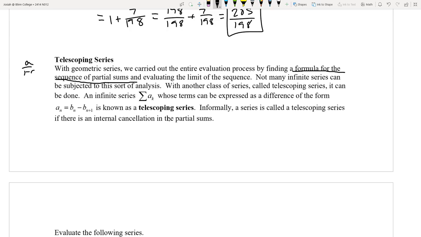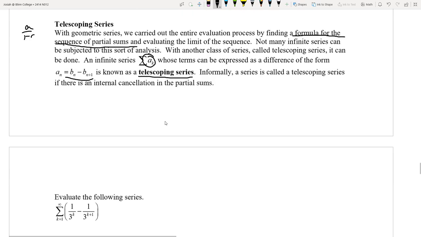So what we'll want to do is, as it says here, express our terms, and by terms we mean the terms in here, our summand, as b sub n minus b sub n plus 1, sort of its own little sequence. If we can do that, there will be a lot of collapsing that happens between one term and the next, and the whole thing will sort of telescope. So there's a bunch of internal cancellation that's going to happen in our partial sums.